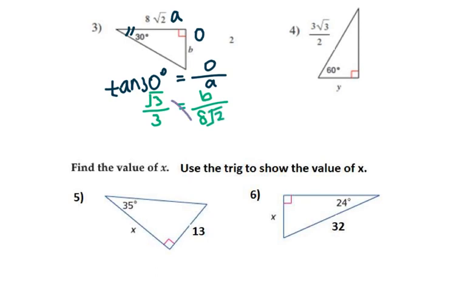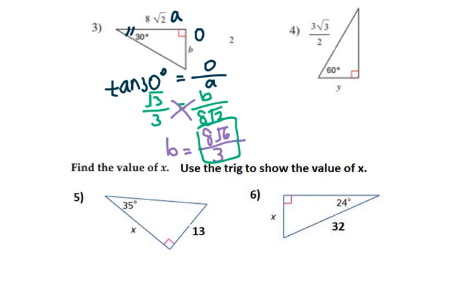Then you do cross multiply. You will get the B equals, denominator is 3. Here's 8. Square root of 2 times square root of 3 is square root of 6. Then leave as it is. That's the right answer. It's already simplified. Now let's go to number 4.